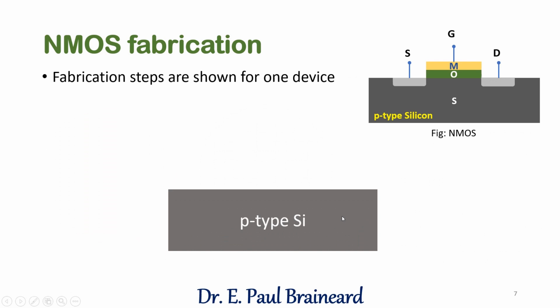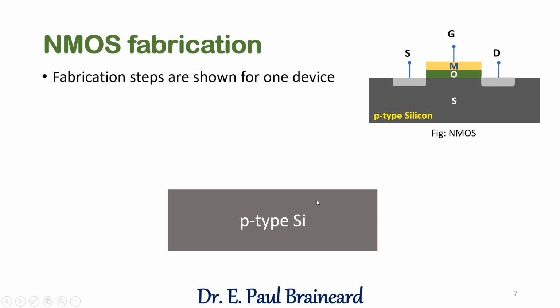Let us look into the fabrication of NMOS device. Here we look into the fabrication of a single device. The structural diagram is shown here. We have MOS structure, the metal, oxide and semiconductor. Assume source, drain, metal, oxide regions as blocks. We are going to place these blocks by fabrication techniques.